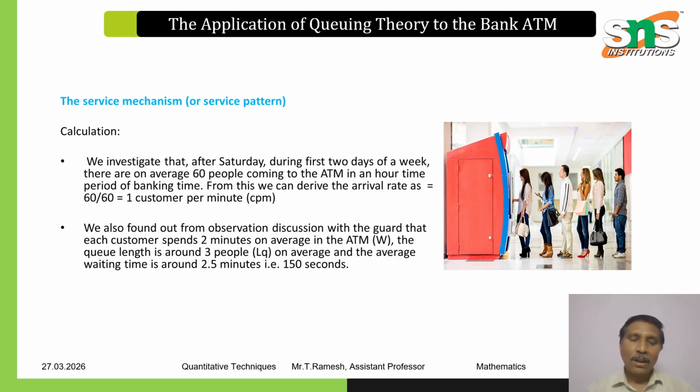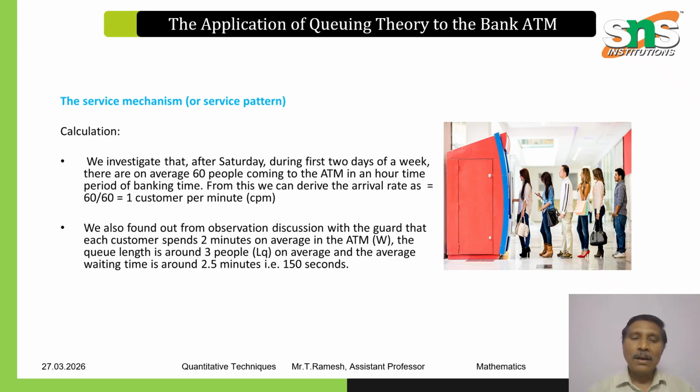So correct. Now we calculate this. We investigate that after Saturday, during the first 2 days of the week, there are on average 60 people coming to the ATM during bank time. From this, we can derive the arrival rate as 60 divided by 60, that is equal to one customer per minute. We also found out from observations and discussions that each customer spends 2 minutes on average in the ATM.